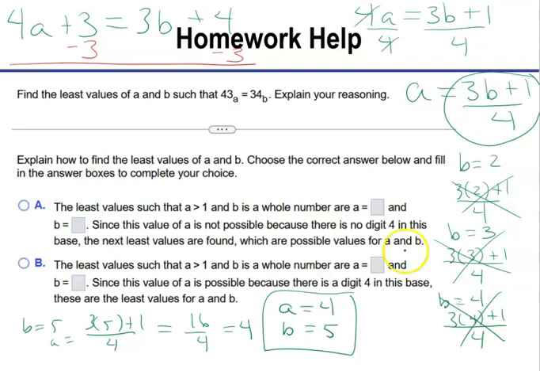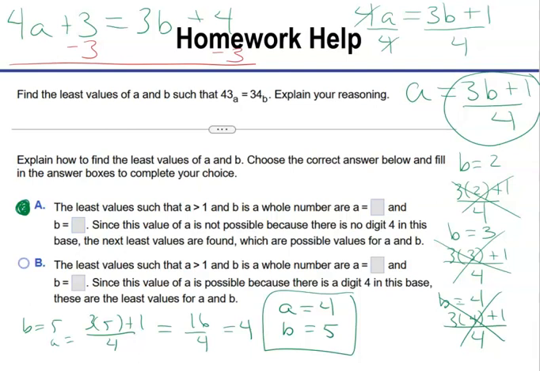Because there is no digit 4 in this base, the next least values are found, which are possible values for A and B. So this is what's going on right here, because I'm not allowed to have 4. Even though 4 and 5 work for the equation, I'm not allowed to have 4 and 5. So you know what I have to do now? If I select that choice and it's right, and I can't do this because this is not real-time homework, it's a copy and paste situation, but I have to find the next numbers that will make this work.